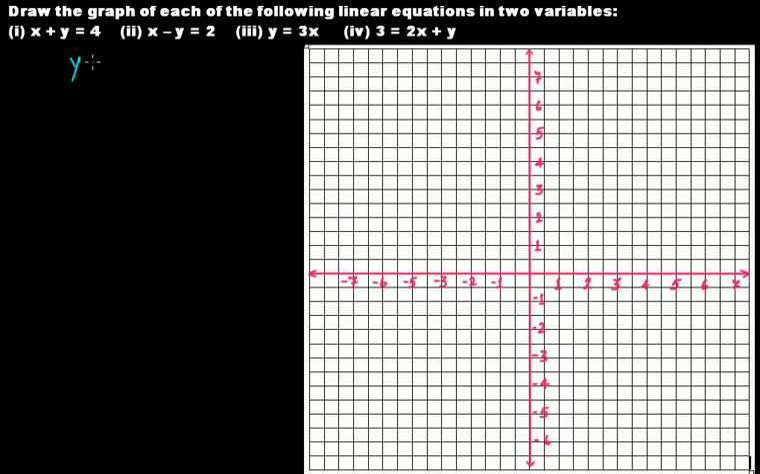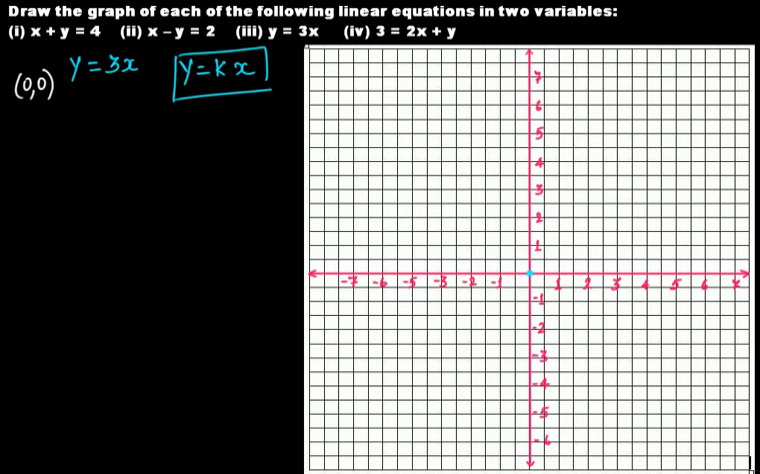Okay, so let's move to this third one, that is y equal to 3x. Now if you remember, y equal to 3x, as we discussed in our previous video tutorial, is of the form y is equal to kx. And whenever you encounter such equations of the form y is equal to kx, your line will always pass through the origin, the O point, that is 0 comma 0, where x is also 0 and y is also 0.